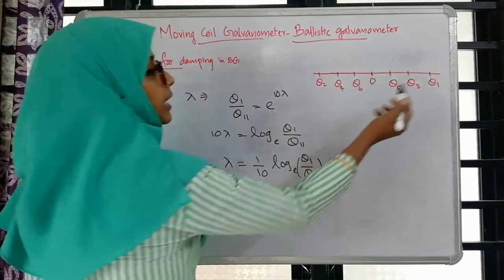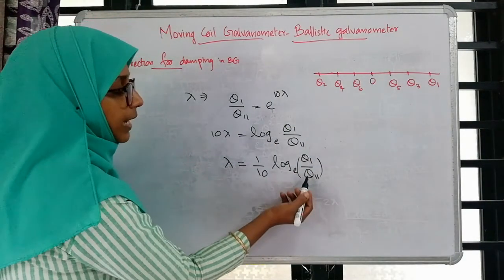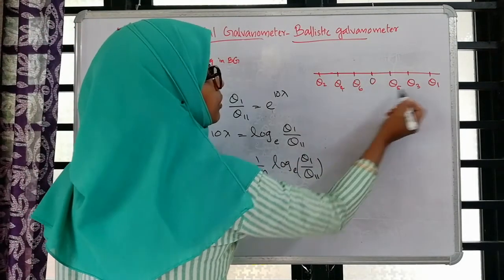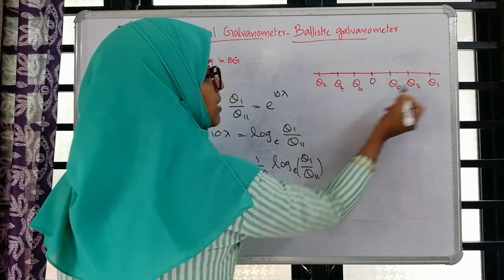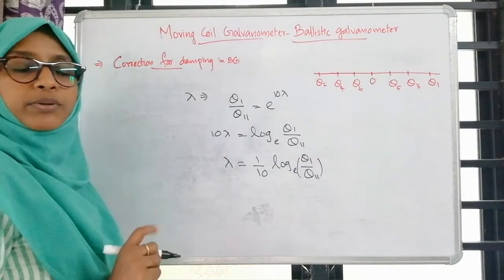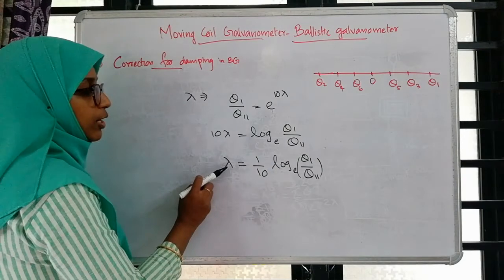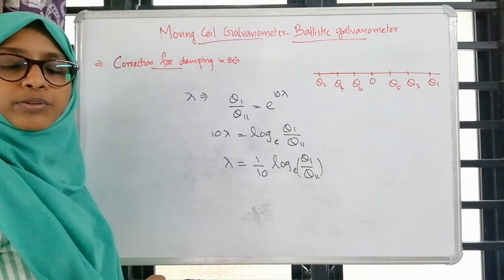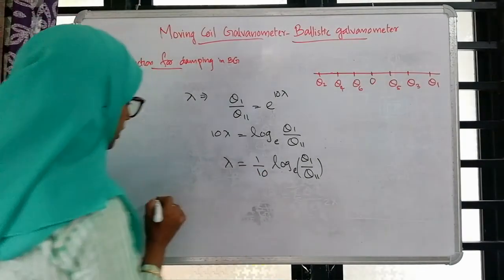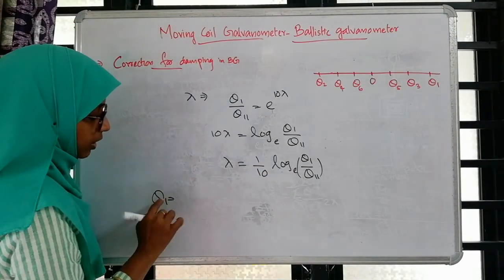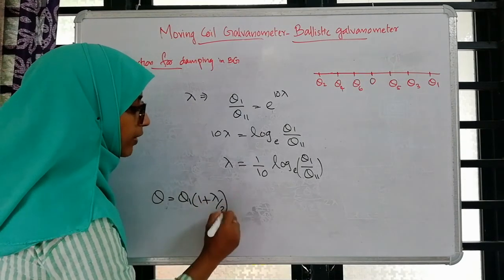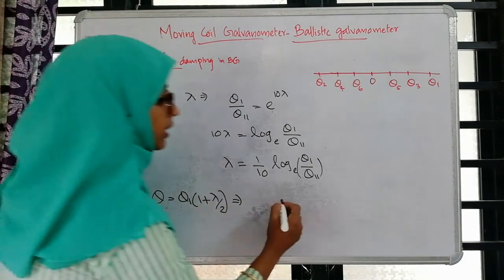Okay. Then that is to get 10 successive approximations. That is theta 1 to theta 2, 3, 4, 5, 6, 7, 8, 9, 10. Then such 10 approximations are needed to calculate the value of lambda to get the accurate lambda. Now we know theta is equal to theta 1 into 1 plus lambda by 2.